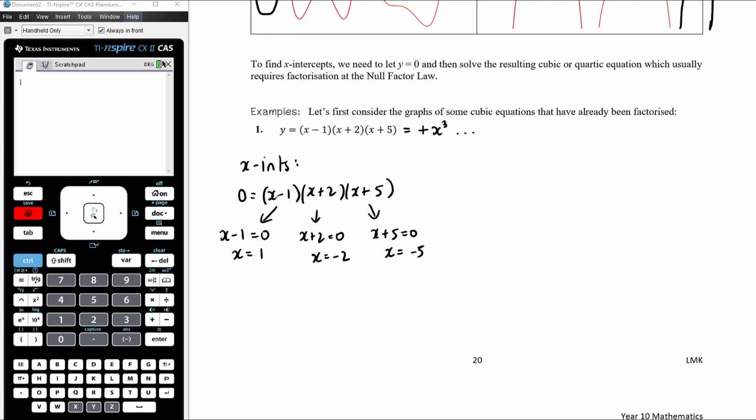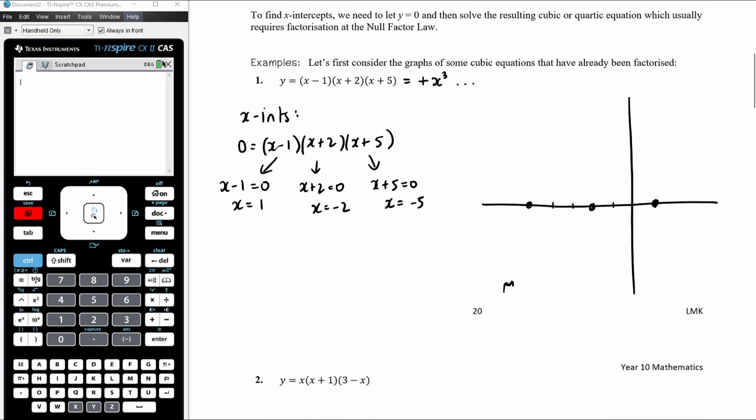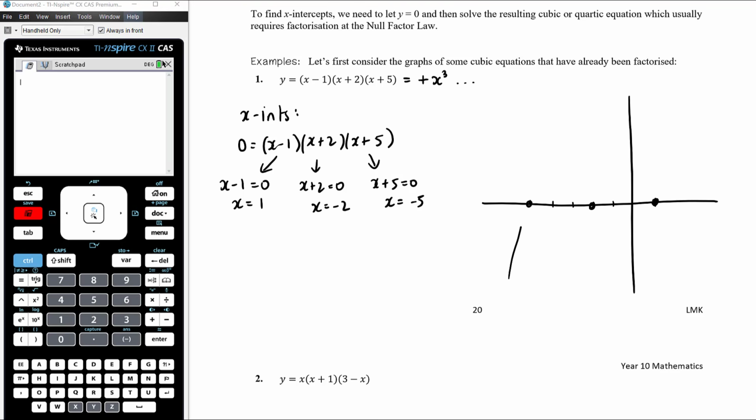Okay, so what do we want? Negative 5, negative 2, and 1. So let's put our x-axis over there. So 1, 2, 3, 4, 5. Okay, so we're going to have 1, -2, and -5. And we know it's going to start down and finish up because it's a positive x cubed. Now, at this point, we don't know where the turning points are.